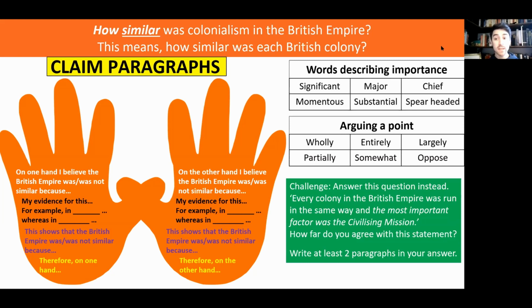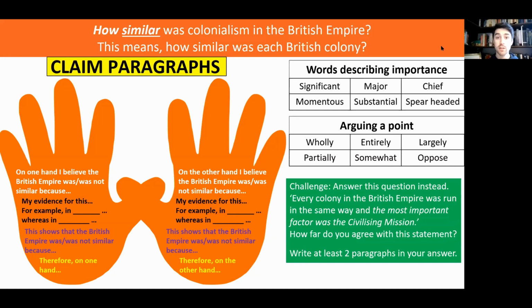Alternatively, you might completely disagree with the statement, and therefore you want to argue in your 2 paragraphs exactly why you think it is wrong. So you might want to write 2 paragraphs giving 2 different reasons why you disagree with that statement. Now, it says at least 2 paragraphs.